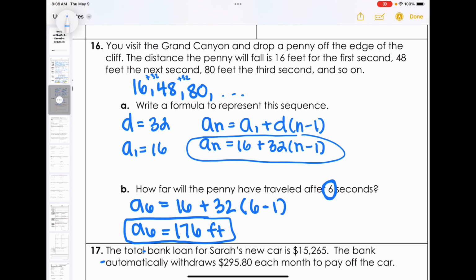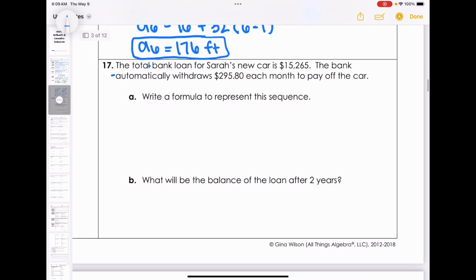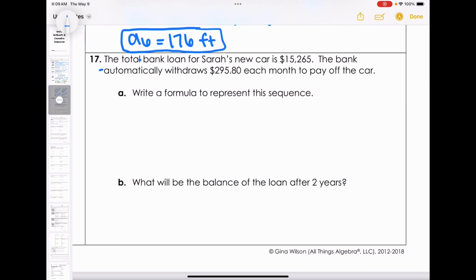All right, let's do 17. The total bank loan for Sarah's new car is $15,265. The bank automatically withdraws $295.80 each month to pay off the car. Write a formula to represent this sequence.